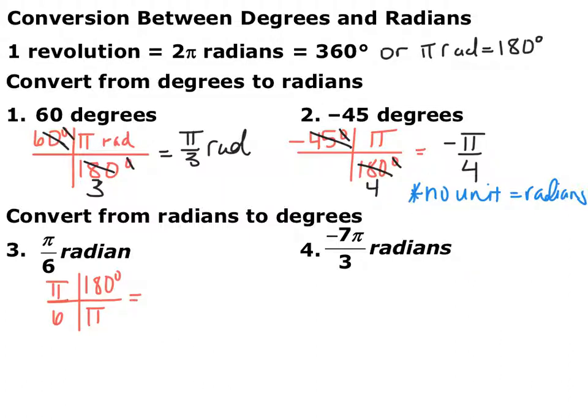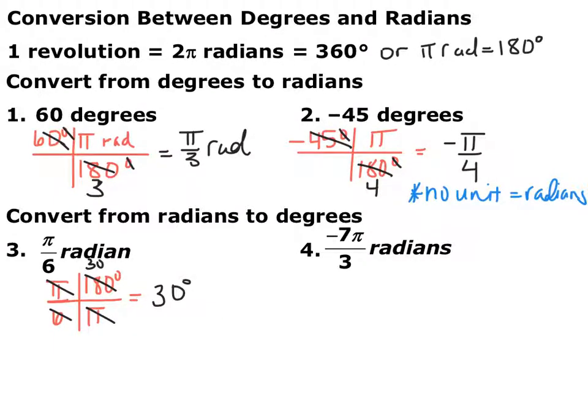We can go the other direction if we want to convert from radians to degrees. So we have pi over 6 radians, and we want to convert it into degrees. Instead of multiplying by pi radians over 180 degrees, we're going to flip that. We want degrees on top, so we're going to multiply by 180 degrees divided by pi. If you multiply this together, the pi's cancel. 6 goes into 180 30 times, so pi over 6 radians is the same thing as 30 degrees.